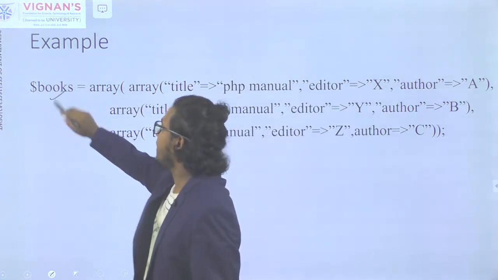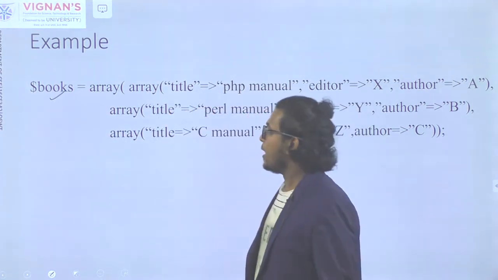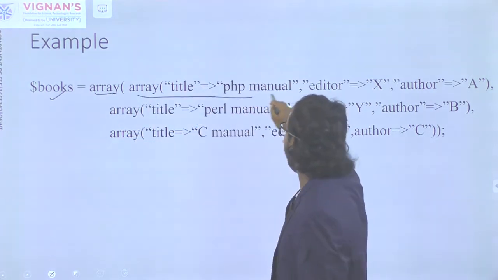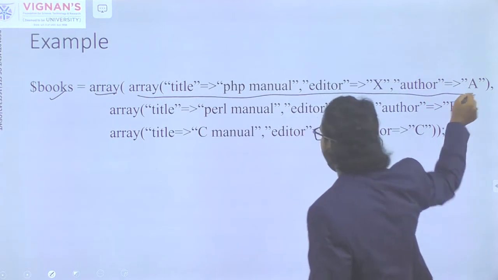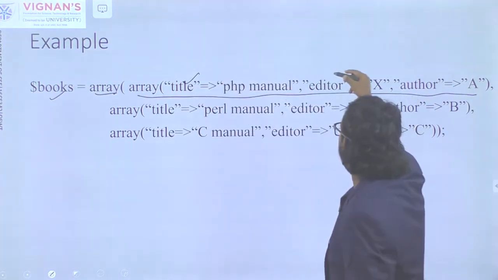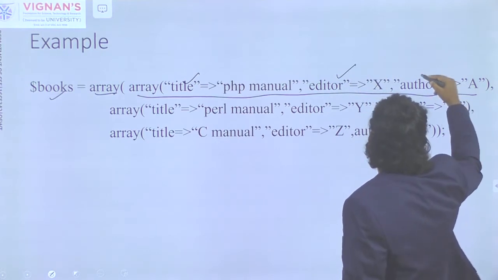Here, book is my array name, and you write your array function. You first write your first array. This is the first array. In this first array, you are writing the title of the book, the editor of the book, and the author of the book.